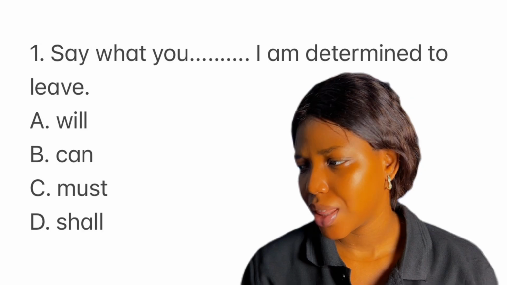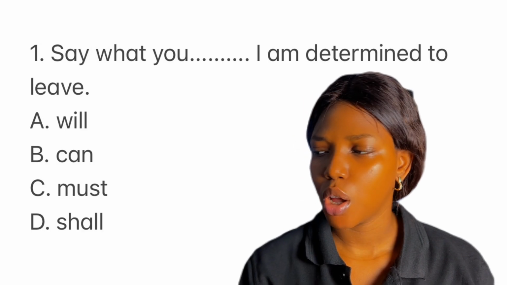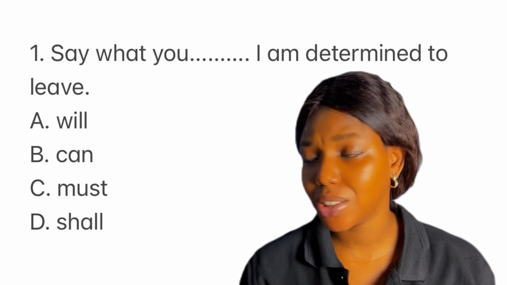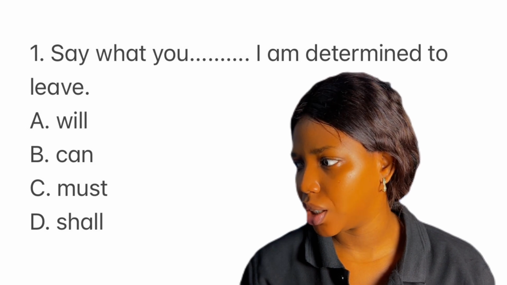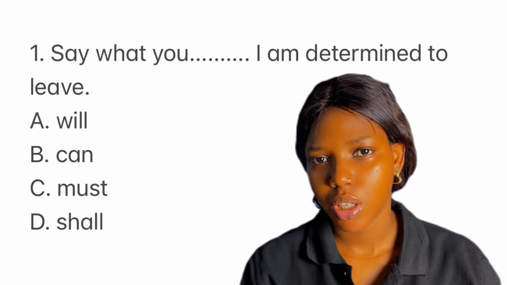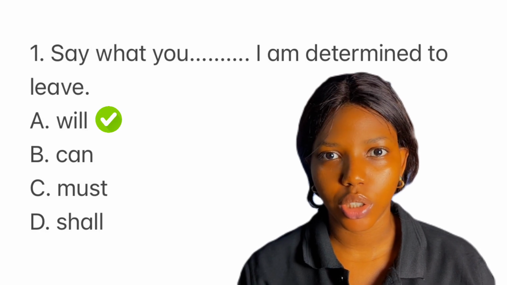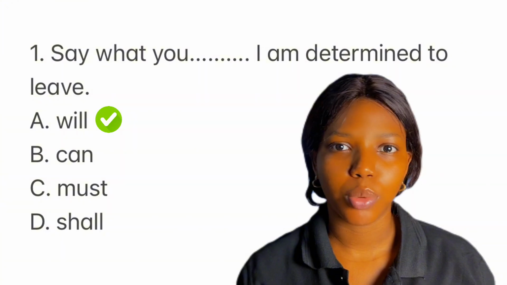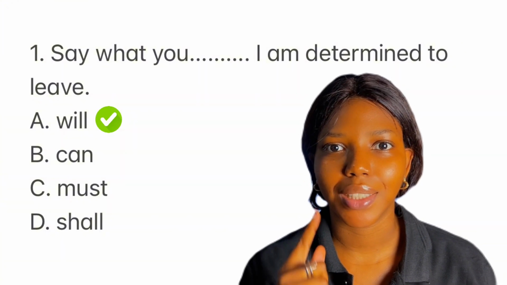Option C, must. Now, must is grammatically possible, but let's take a look at option B, can. Can is also grammatically possible. Now, option A, will. This is the answer to this question. Say what you will. This is an idiomatic expression that means whatever your opinion is, whatever objections might be, it will not change the outcome. It will not change what I intend to do.